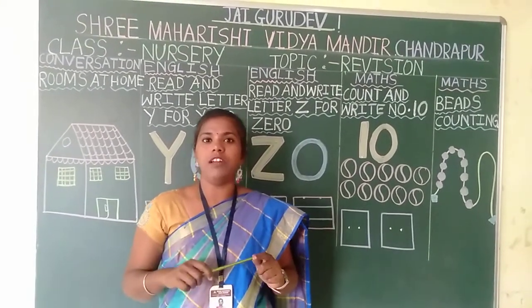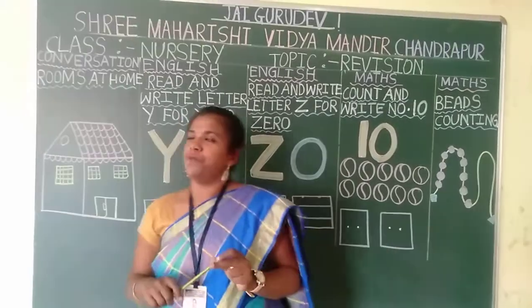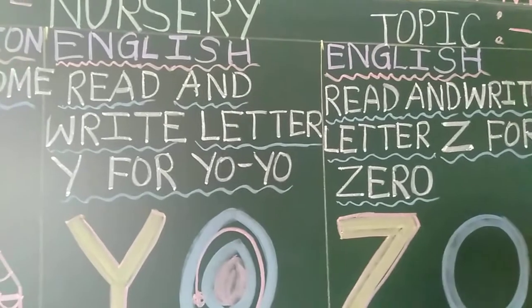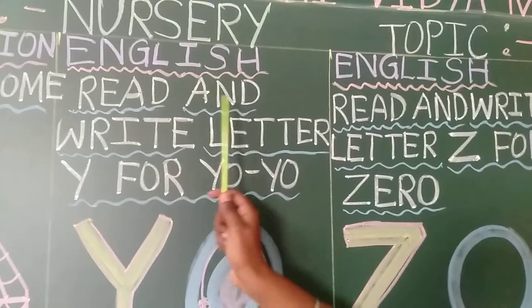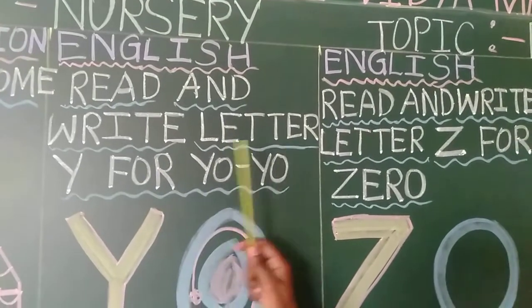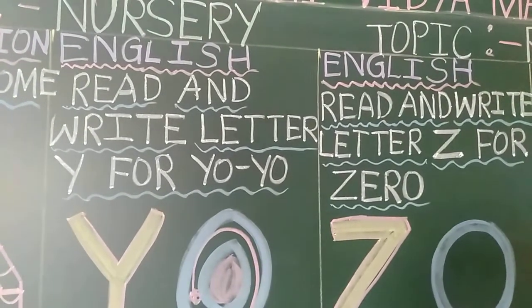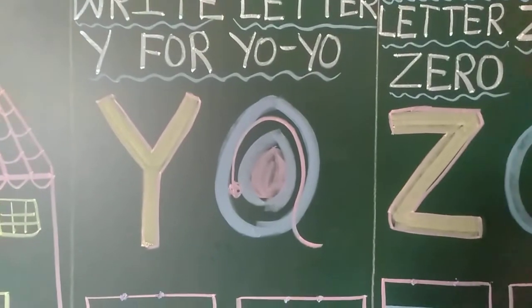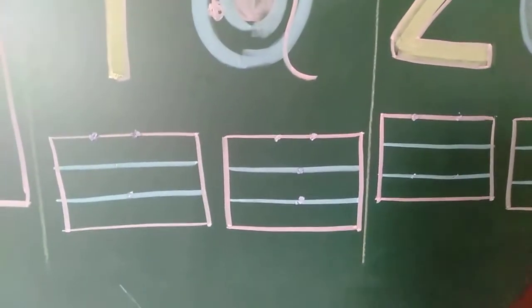Okay. Now we will move to another subject. We are going to study about English subject. In English, teacher taught you read and write letter Y for yo-yo. Okay. Y for yo-yo. Now we will see how to write Y for yo-yo with the help of dots.